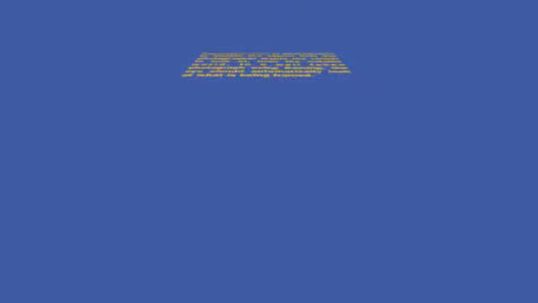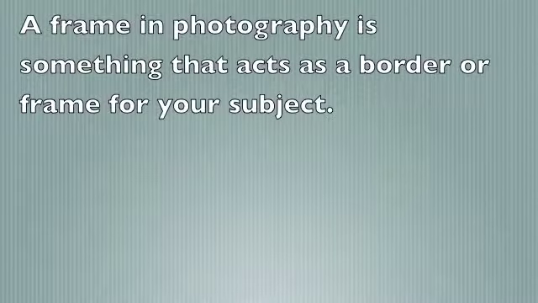Framing is used in photography to isolate the object that the photographer wants the viewer to look at from the outside world. In a well-taken photograph using framing, the eye should automatically look at what is being framed. A frame in photography is something that acts as a border or a frame for your subject.